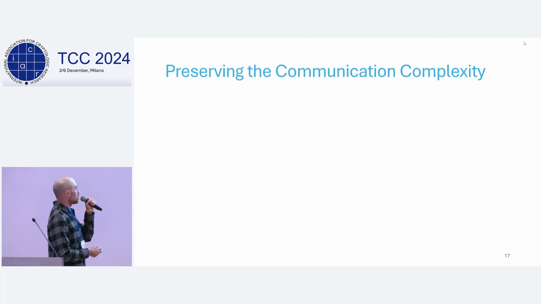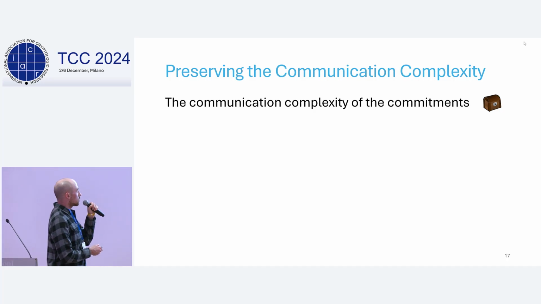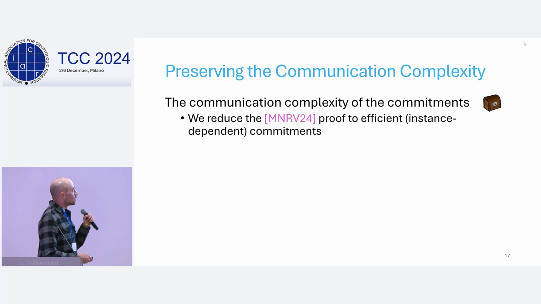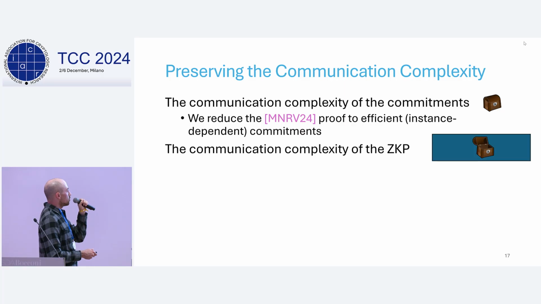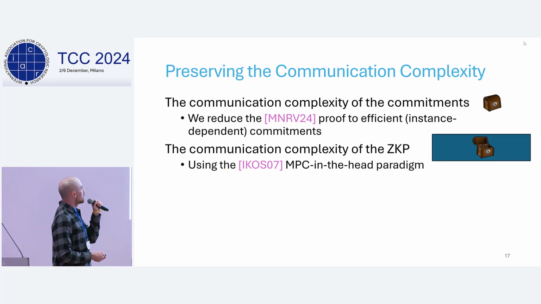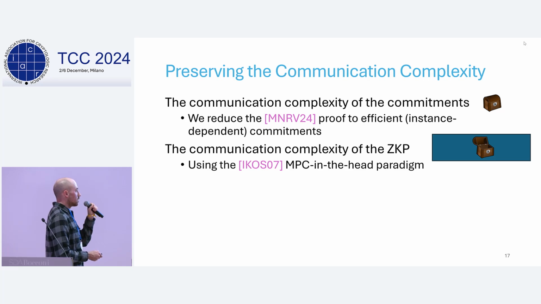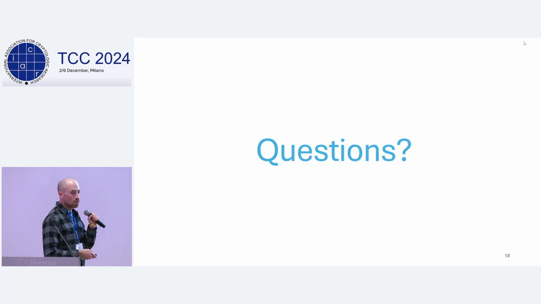So we first ask, how can we get good communication complexity for the commitments? In order to do that, we take the Mu et al. proof and reduce it to efficient commitments in terms of communication complexity. Actually, instance-dependent commitments, but I won't have time to get into that. We also need to care about the communication complexity of the zero-knowledge proofs. And to get good communication there, we use the MPC in the head paradigm, and also some other maneuvers, and we can get this proof to have polylog k communication complexity, which is what we wanted. Okay, so thank you.